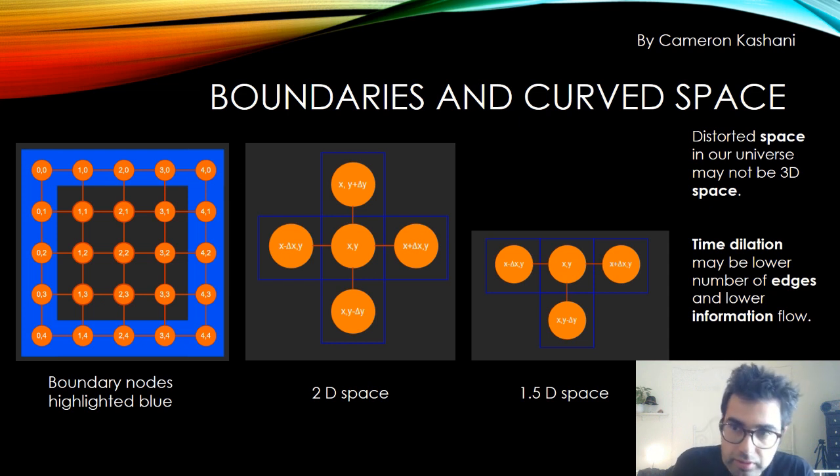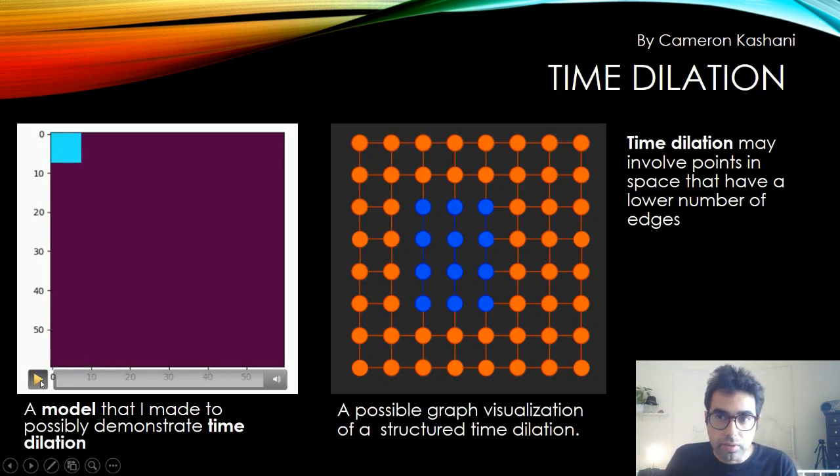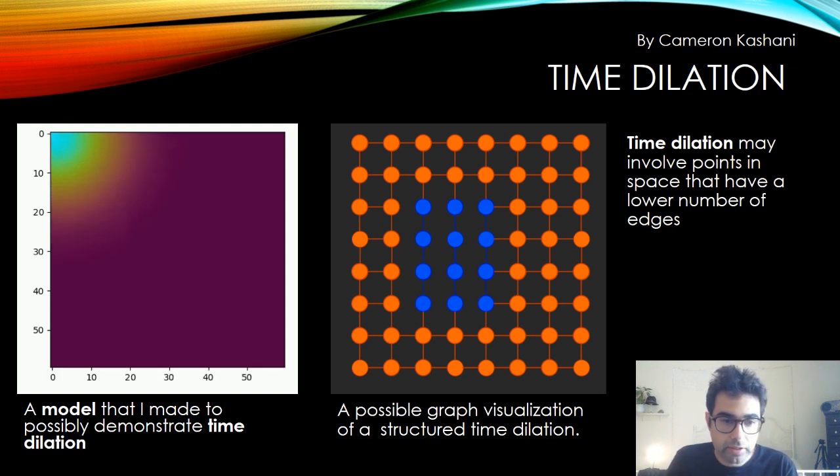I think distorted space in our universe may not be 3D space. I think time dilation may be like a lower number of edges and lower information flow. So here's an example of a model I made to possibly demonstrate time dilation.